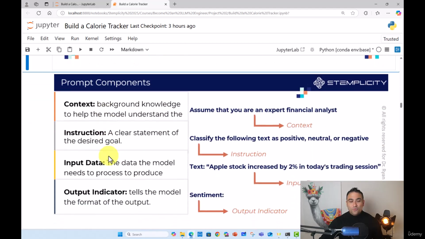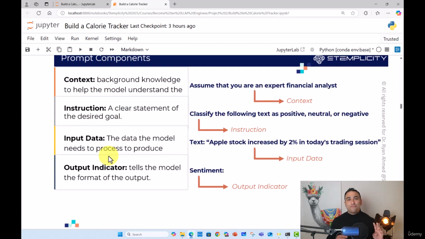Okay, so based on research, there are 4 critical components of building any effective prompt. The first one is what we call context. Second is instruction. Third is input data. And fourth is output indicator. Let me show you a quick example. Here, let's assume that I would like to ask artificial intelligence models to predict a sentiment of a given sentence. So for example, if it sees, Apple stock increased by 2% in today's trading session, I want it to say that this is a positive sentiment. That's all I'm looking for.